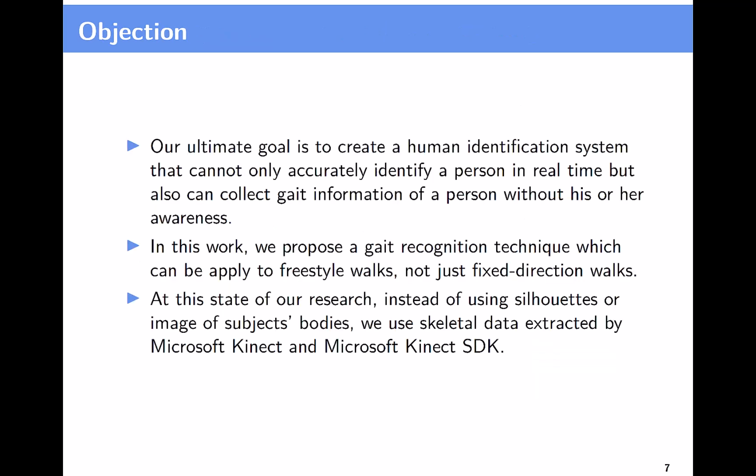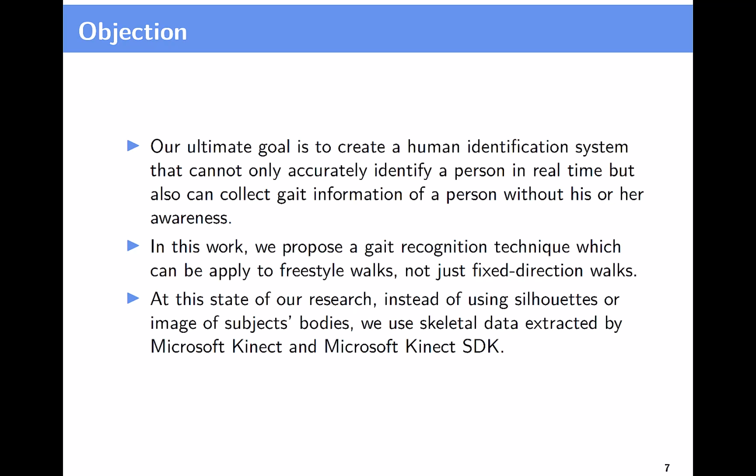The objective of this work is to create a human identification system that can not only accurately identify people in real time, but also collect gait information of a person without their awareness. Here we focus on a gait recognition technique that we apply to freestyle walk, not just fixed direction walk, because freestyle walk is more natural to happen in a real world setting.